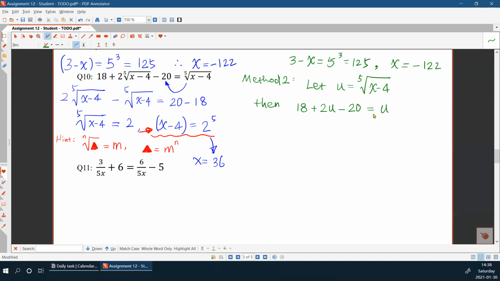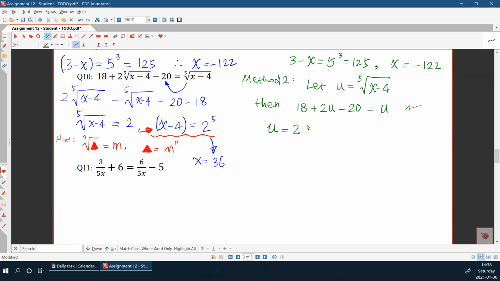Okay, now this equation is very easy to solve, right? We can merge all the u's and all the constants. This gives you the u on the left-hand side, and 20 minus 18 is 2. Okay, so you have solved u, right? But it's not done yet.